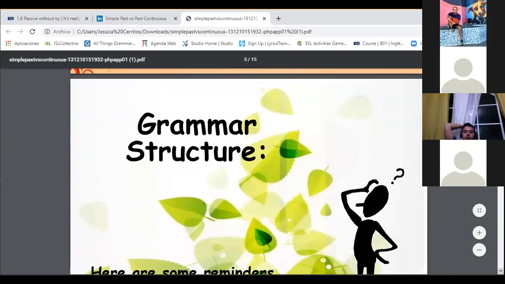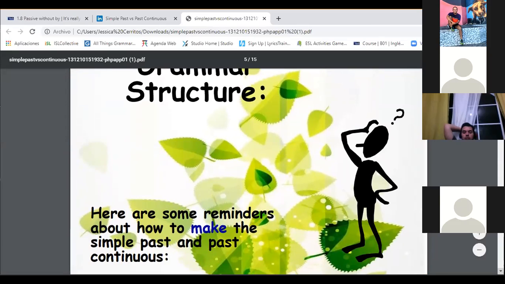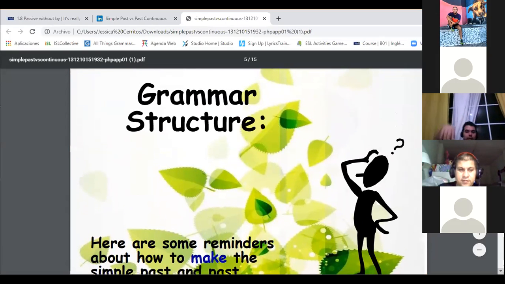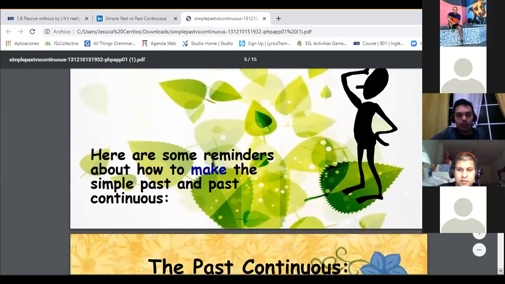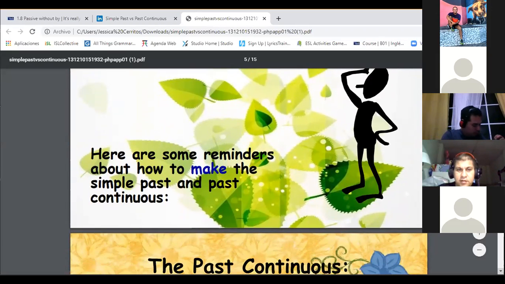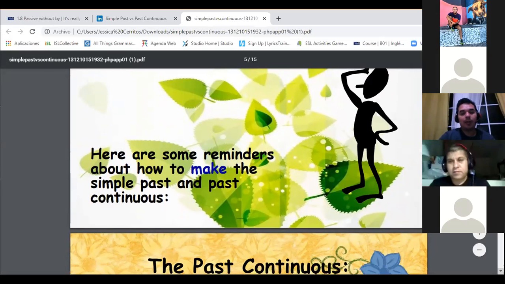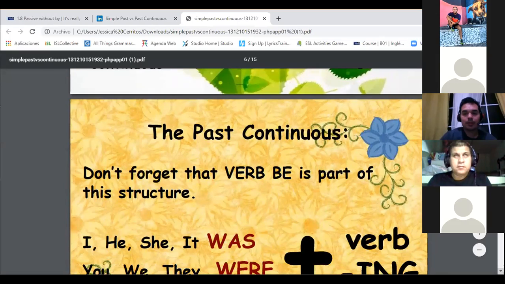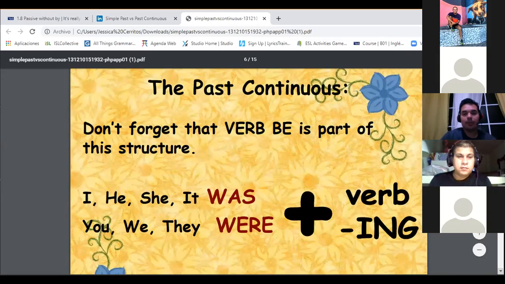Okay. Now, the grammar structure. Let's see. Very good. Daniel Del Cid, can you read this grammar? Grammar structure. Continue, please. Can you hear me? Yes, I can hear you. Okay. Here are some reminders about how to make the simple past and past continuous. Okay, very good, thank you. Continue, Daniel. The past continuous.